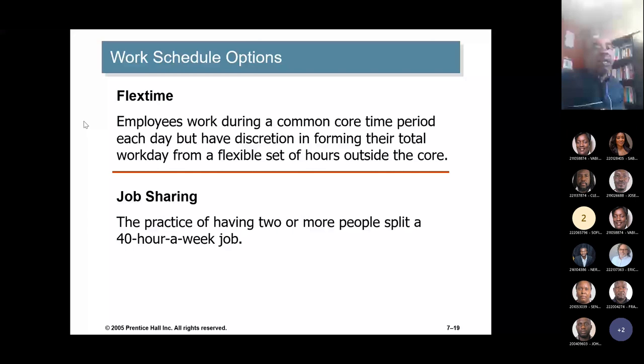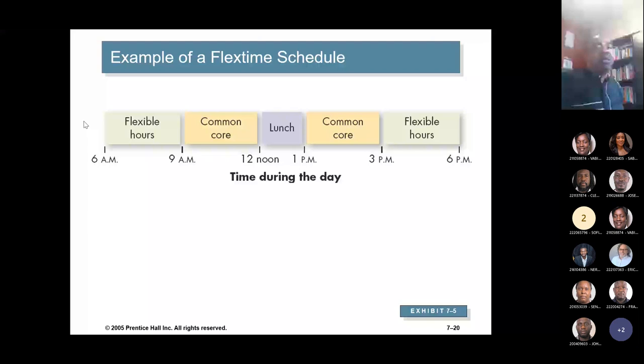An example of a flexible schedule is there. For instance, flexible hours can be from 6 a.m. to 9 a.m. Then common core can be 9 a.m. to 12 p.m. Then lunch can be 12 noon to 1 p.m. Then common core can be 1 p.m. to 3 p.m. And of course, flexi time can be from 6 p.m. It depends on how you want to allocate your flexi time and your common core. This is just an illustration.